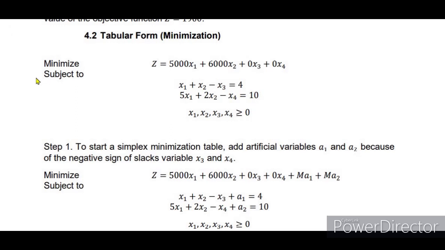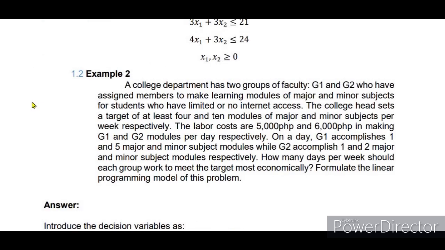Next, 4.2, we have the tabular form for minimization. To recall, this is the example number 2 problem.